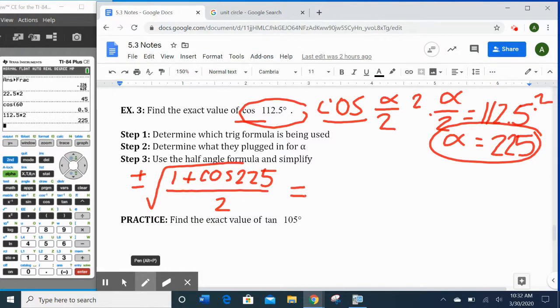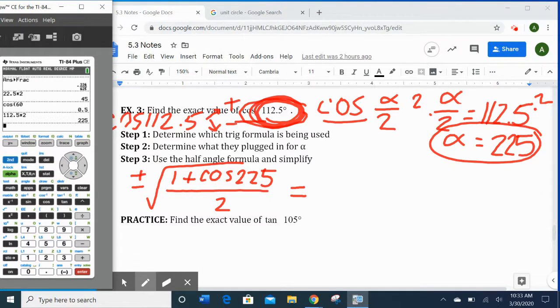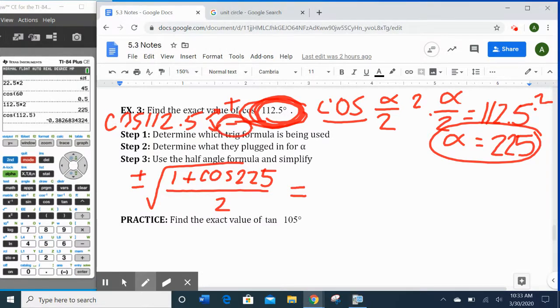Let's decide whether it's positive or negative. So it's always dependent on alpha over 2. Since alpha over 2 is 112.5, we have to decide, is the cosine of 112.5 positive or negative? Well, this isn't the answer they want because they want the exact value, but the cosine of 112.5, let's make sure I'm in degree mode, is negative. So I want only the negative answer.